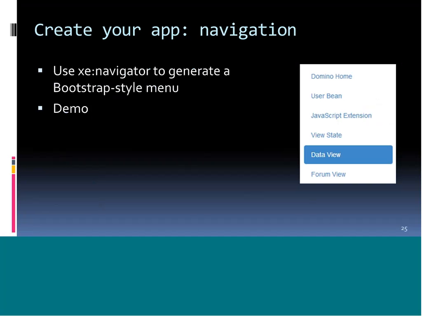Navigation. If you're building XPages, you probably at one time have used the XC Navigator control to generate a menu. The XC Navigator control is a generic control that you can use to add menu options, child menu options to it. And the Bootstrap4XPages plugin will automatically create a Bootstrap styling for the menu options that you added to a XC Navigator object.